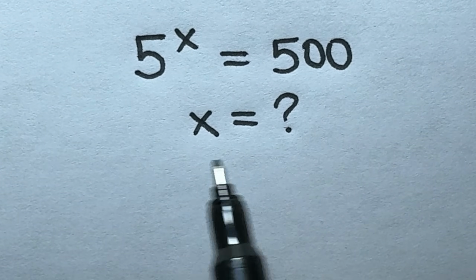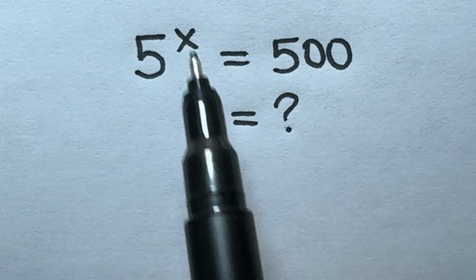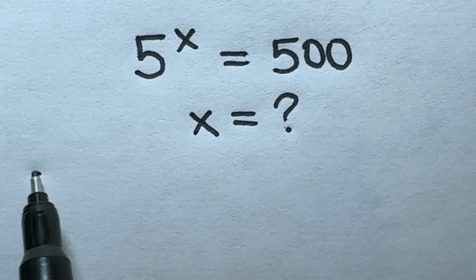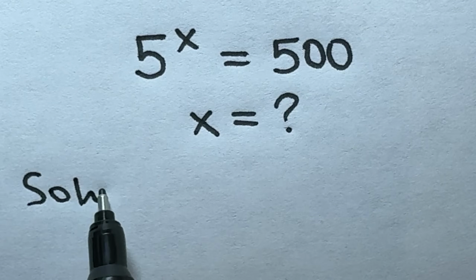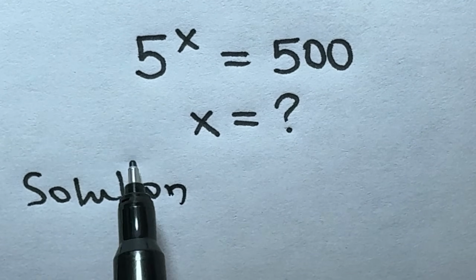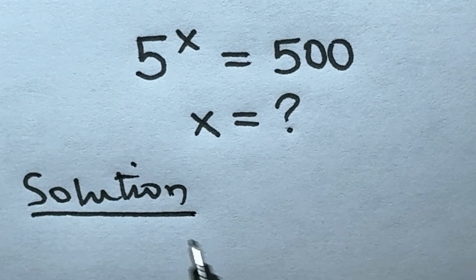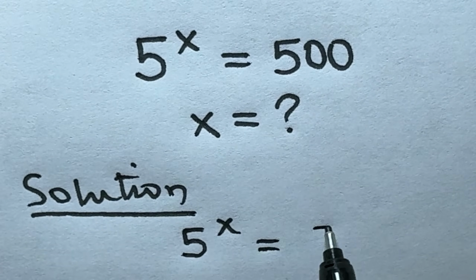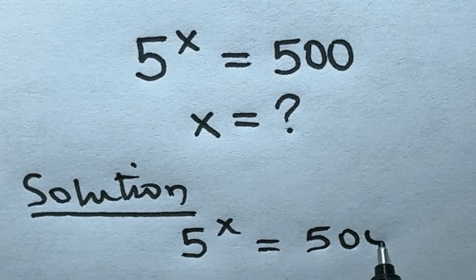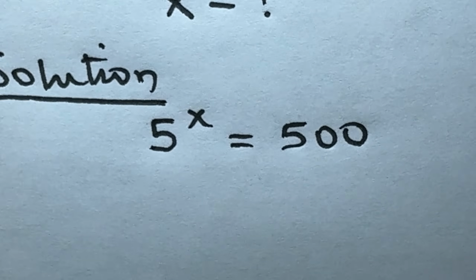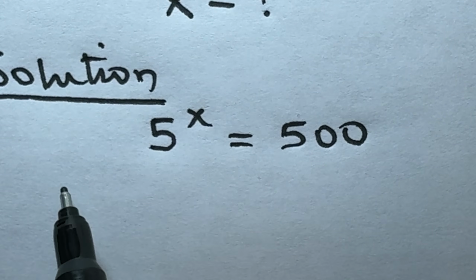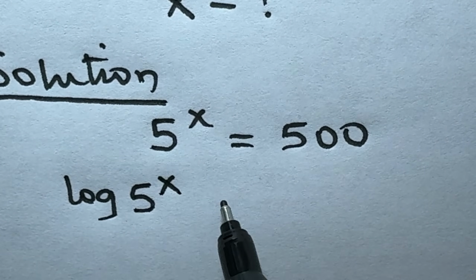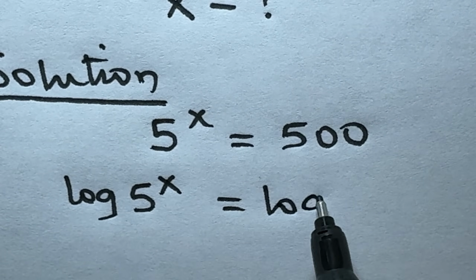In this video, we want to solve for x given 5 raised to power x is equal to 500. Five raised to power x equal to 500 is an exponential problem. To continue from here, I'm going to take the logarithm of both sides of this equation. So I have log 5^x is equal to log 500.